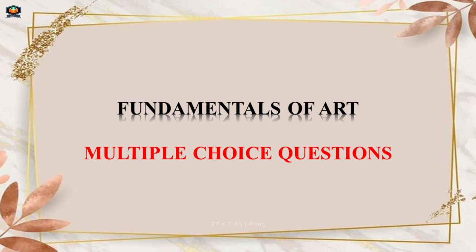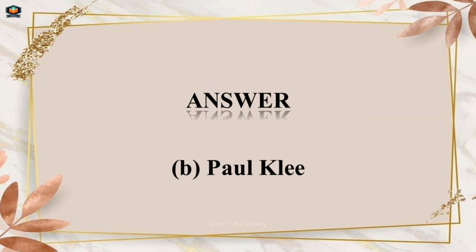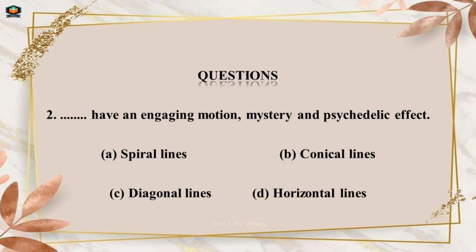Today my topic, Fundamentals of Arts. Multiple choice questions. Question 1. Who said, "Line is a dot that went for a walk"? A. Paul Cézanne. B. Paul Klee. C. Paul Gauguin. D. Paul Rubens. Answer. B. Paul Klee.